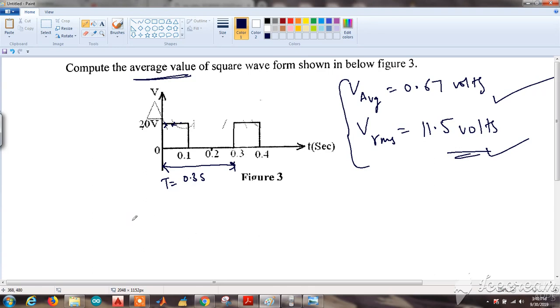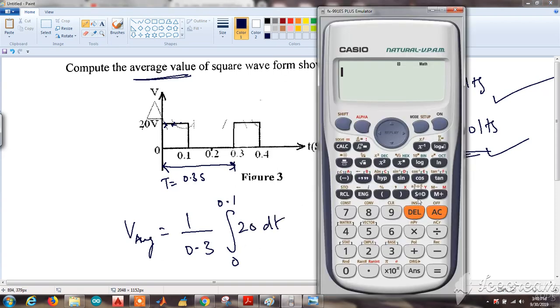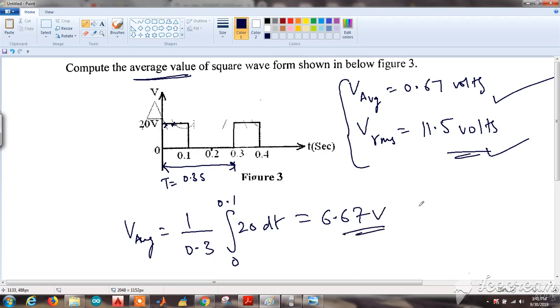So V average will be 1 by T. The signal is only from 0 to 0.1, and from 0.1 to 0.3 it is 0. So I am writing only till 0.1. And what is the voltage? 20 dt. So if I solve this in the calculator, here is the integral. First write 1 by 0.3, then integral of 0 to 0.1, 20. Now press equal to, and we get our answer, that is 6.67 volts. This 6.67 volts is our average value. Sorry, this is 6.67 volts.